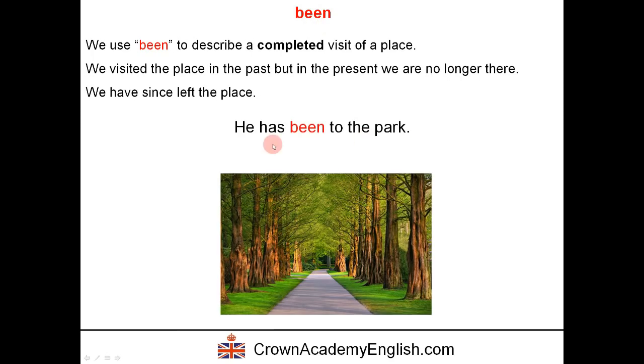So what does this mean? He has been to the park. So this is the third person singular, masculine, in the present perfect. So what does this mean? Well, it means that he visited the park in the past, but he's not there now. Now he is back home. He's here. The park is somewhere else. He went to the park in the past, but now he is here. He is back home. He is no longer there. The visit of the park is complete. Okay?